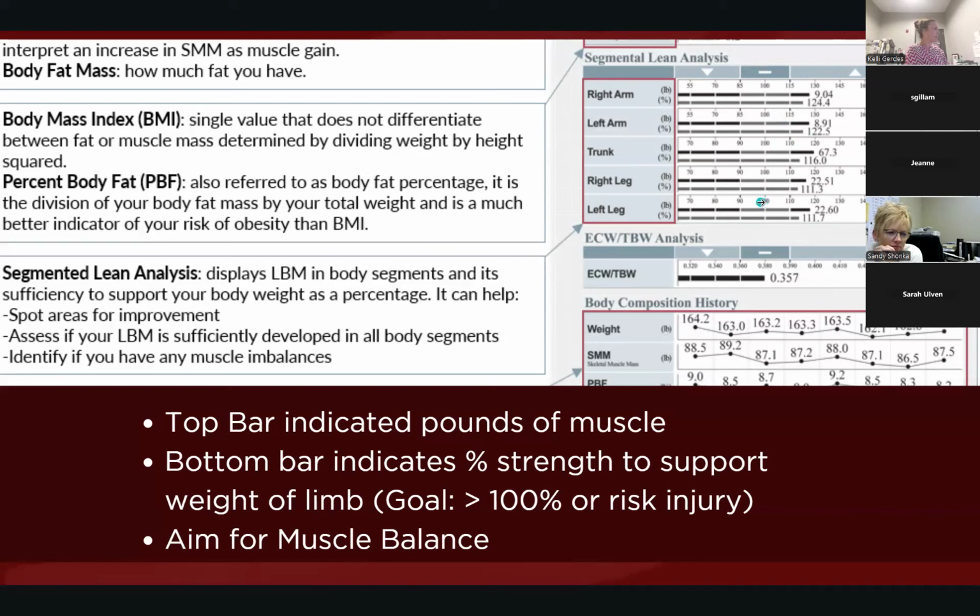But the main thing here is to shoot for muscle balance. So if I would draw a line to connect the dots of my bars, I'd like it to form as much of an I as possible and not any sort of slant or C shape, showing that something doesn't have as much strength as it should.